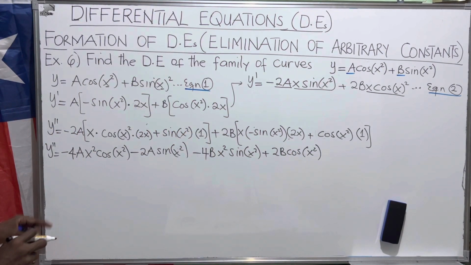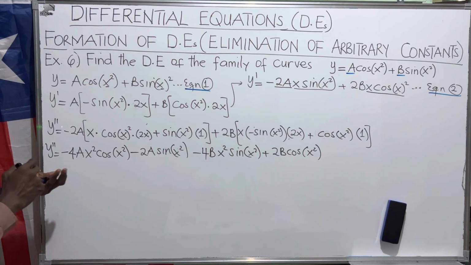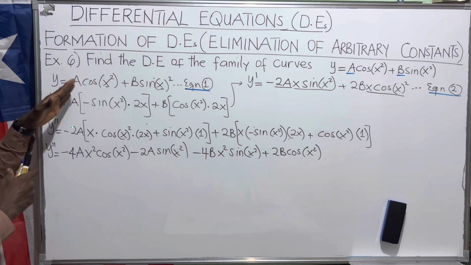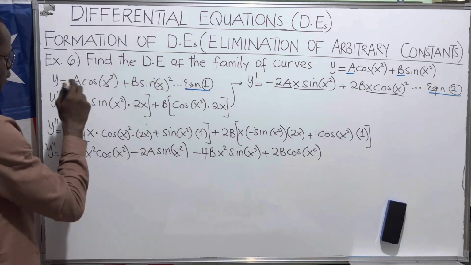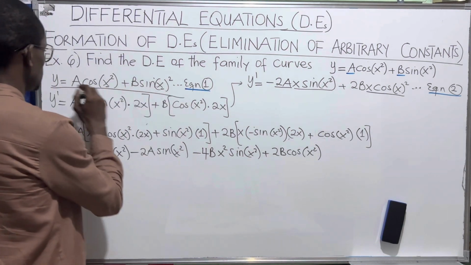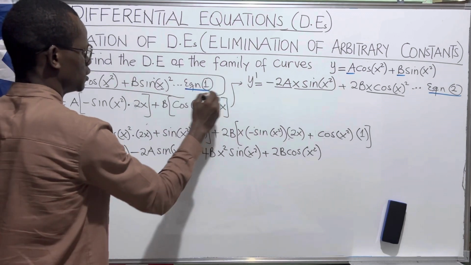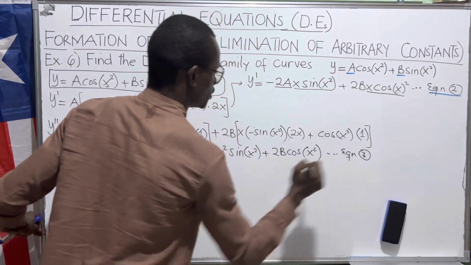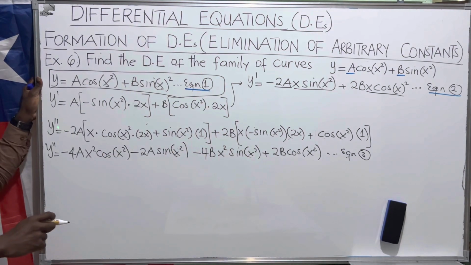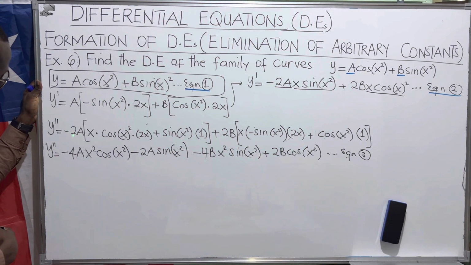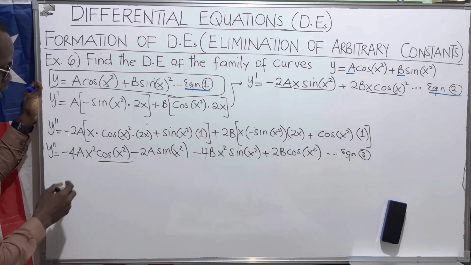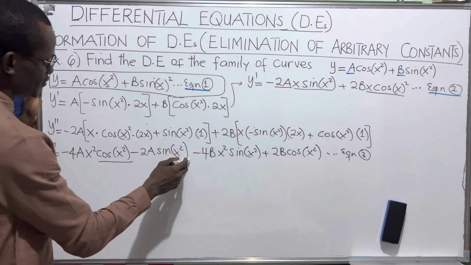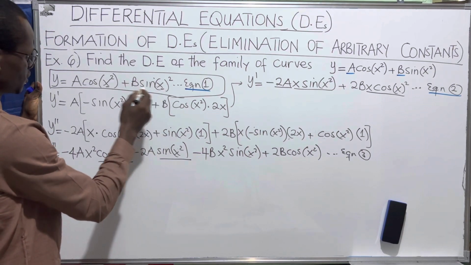But from this equation, you clearly see that equation 1 can come out of this equation 3. So let's look there. Here we have cos of x squared, and here we have sine of x squared. Here we have sine of x squared, sine of x squared.